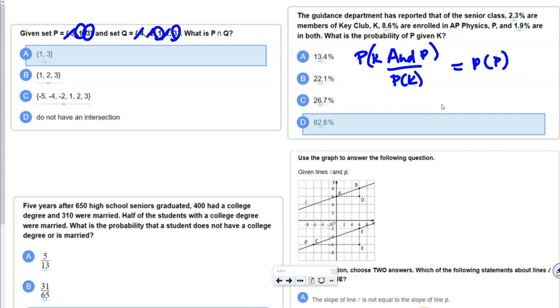So what's the probability of K and P? So it says the probability is 1.9% for both. So that's going to be 0.019, and we're going to divide that by the probability of K, key club numbers, right? So that's 0.023. So we're going to divide 0.019 by 0.023. And when we do that, we get 0.86.